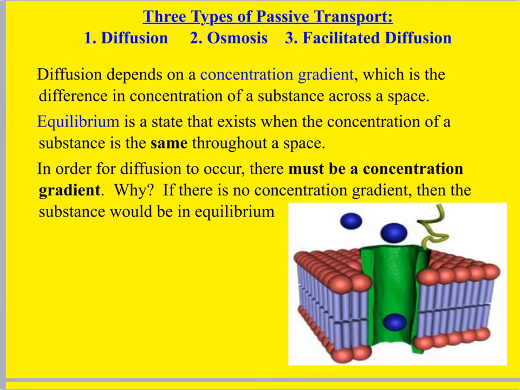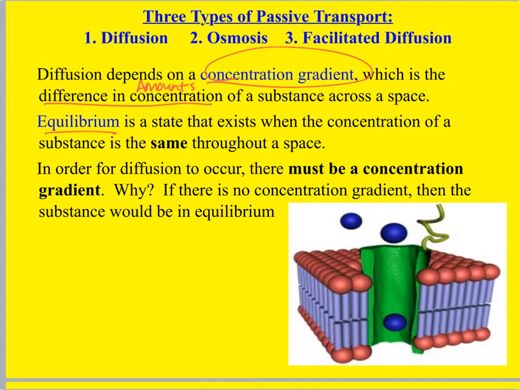So diffusion depends on that concentration gradient. Remember, that is your difference in amounts across the space or across a solution. Equilibrium is when it's the same. So you either have one or two states. You either are in equilibrium or you have a concentration gradient, a high and a low amount. So it's one or the other.